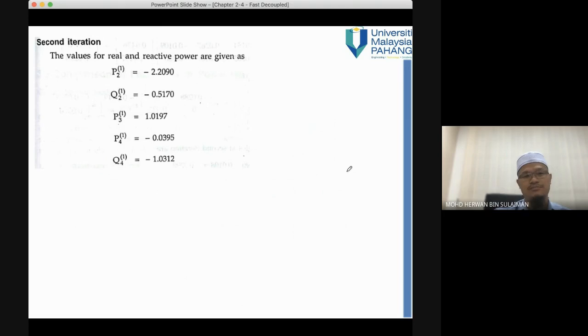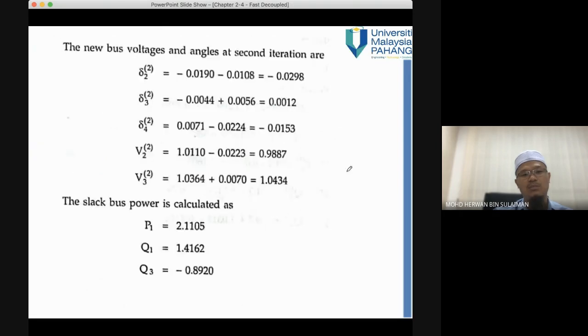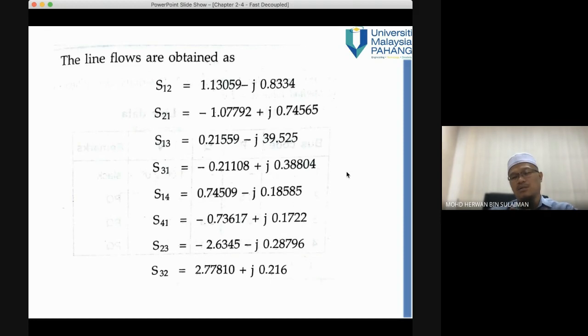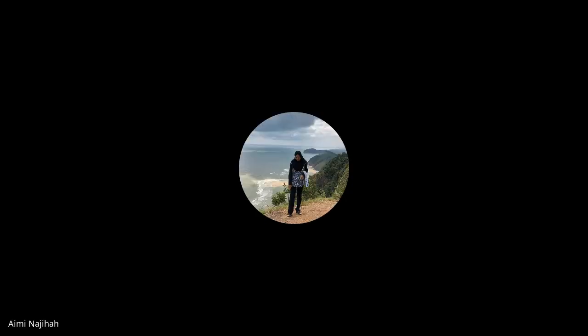Then proceed. Second iteration. Kira lagi lah, ulang balik sampai. Tengok soalan lah. Soalan suruh buat sampai berapa iteration. Okay. Boleh? Boleh, sir.